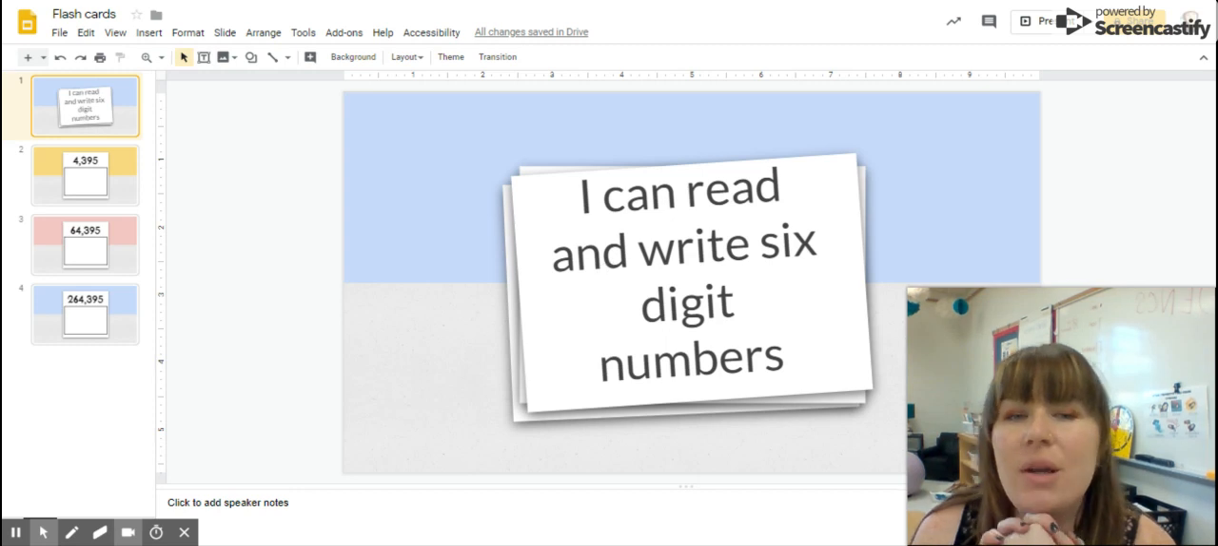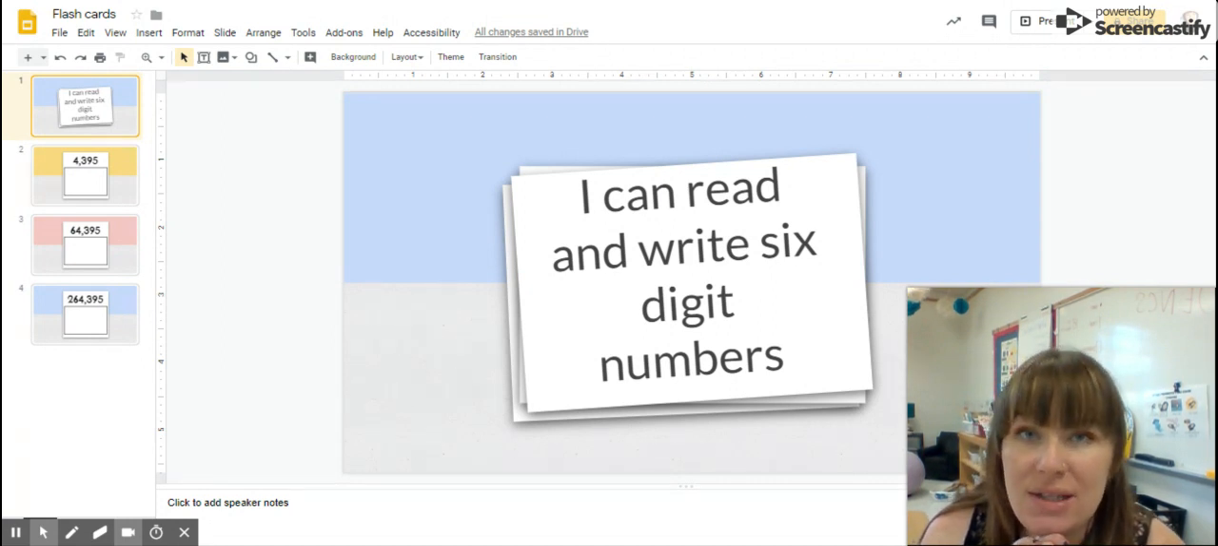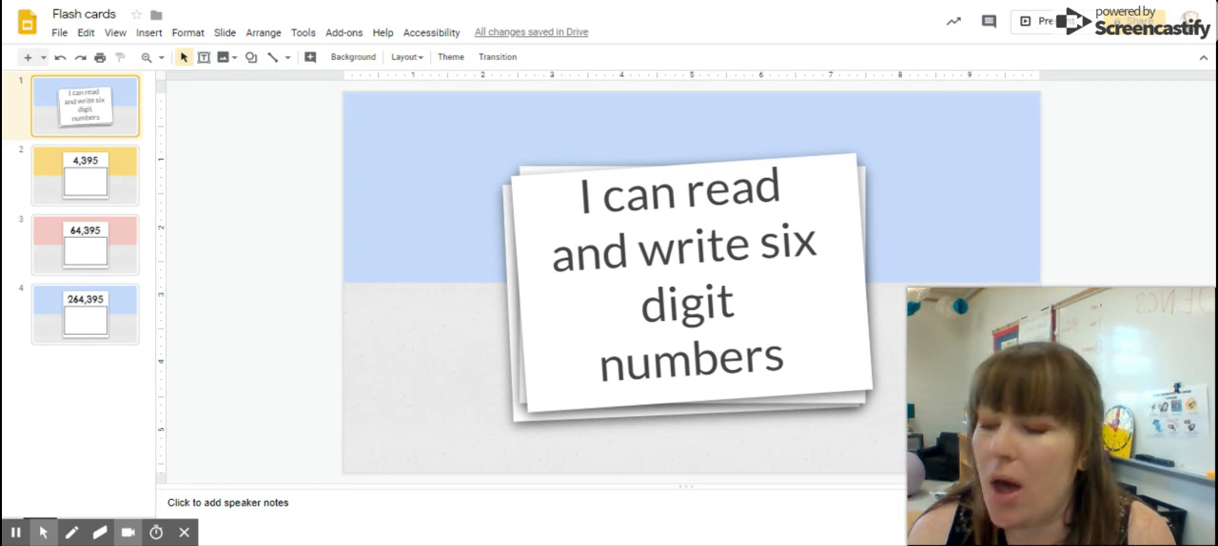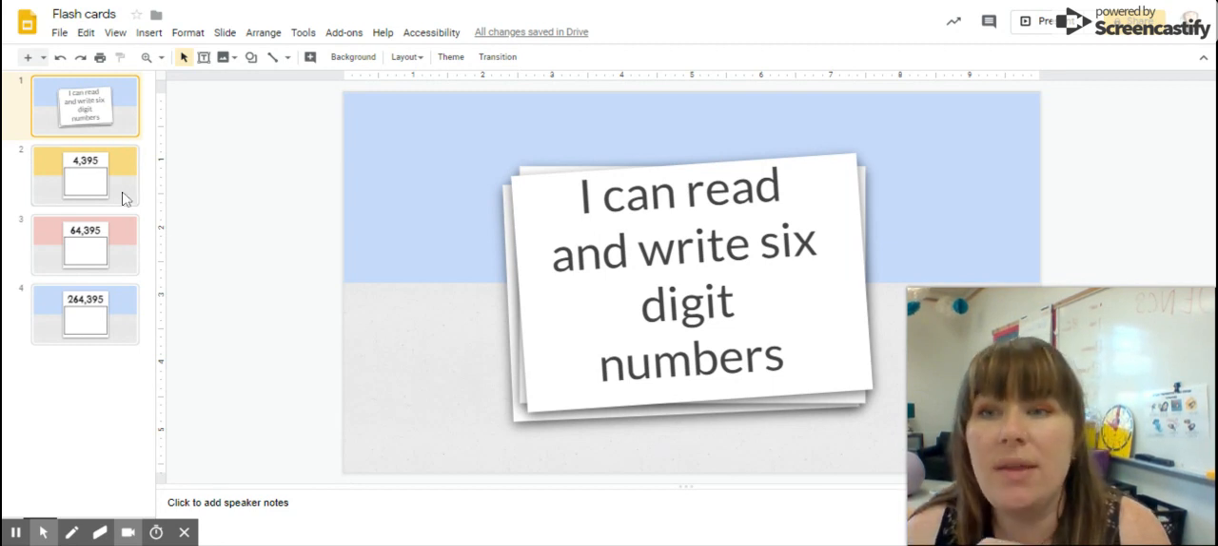Hi, third grade. Today we're going to be talking about reading and writing six-digit numbers. Your I can statement's on the first slide where it says I can read and write six-digit numbers. We're going to talk about how to read a number out loud today and how that helps you when you're ready to write that number.